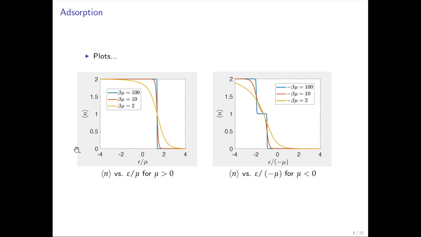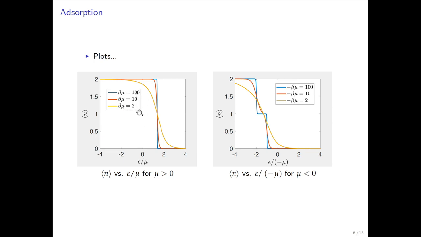We're going to plot on this side the mean N as a function of epsilon over mu. So we're going to use scaled variables, right? We're going to plot this as epsilon over mu, so it makes it dimensionless. And we're going to do this for several values of beta mu, which is a scaled inverse temperature. So basically, beta mu going to infinity would be 0 temperature, this blue line. And then as we raise the temperature, we can plot this for different values of beta mu.